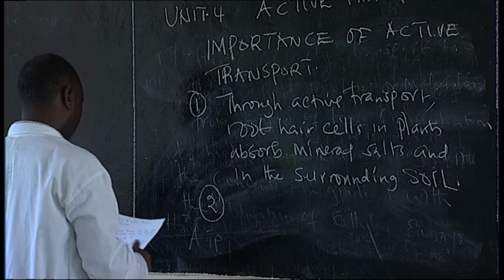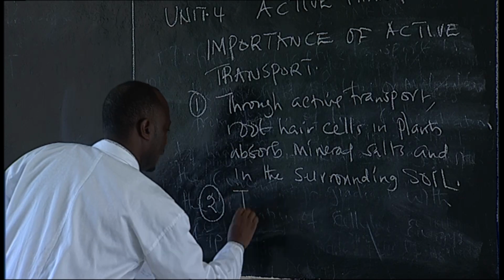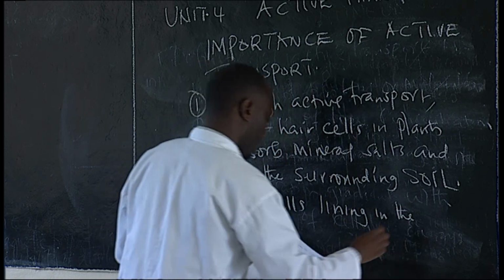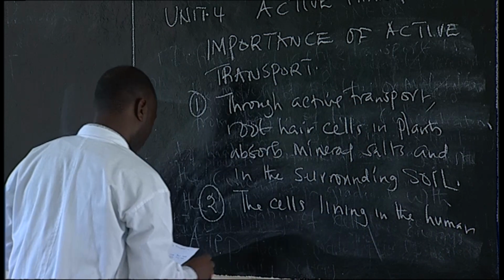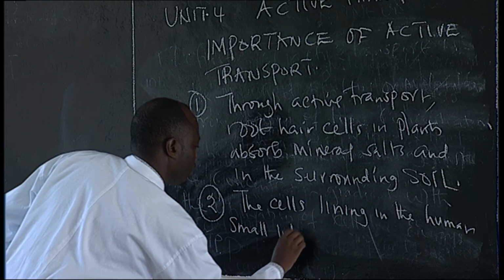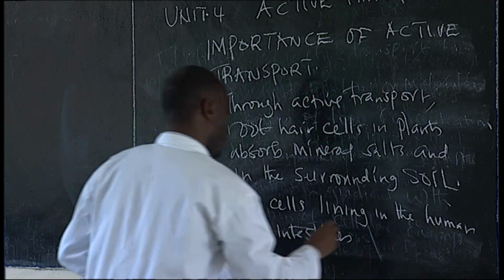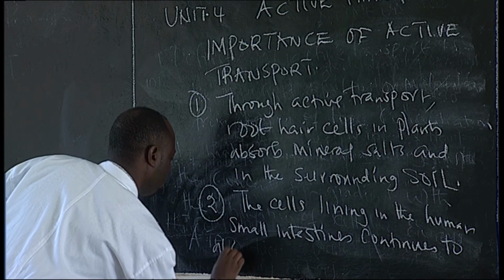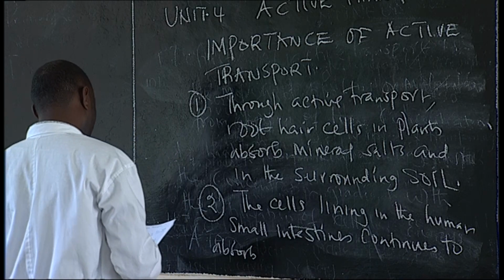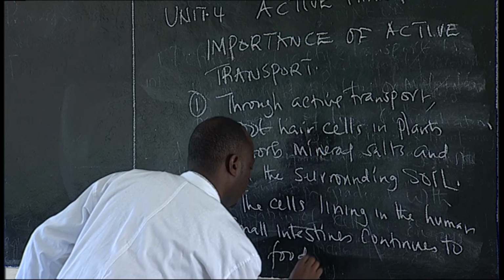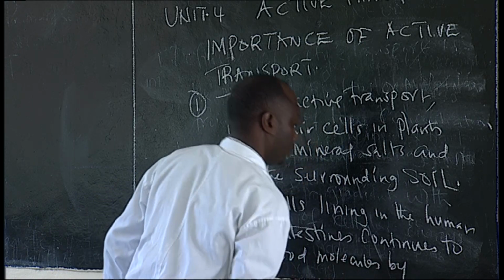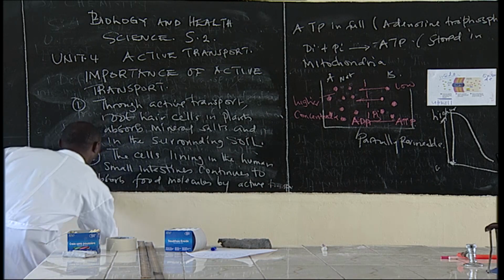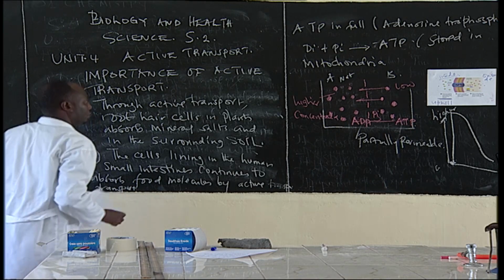Number two, the absorption. The cells lining the ileum, in the human small intestines, continue to absorb food molecules by active transport. All right?